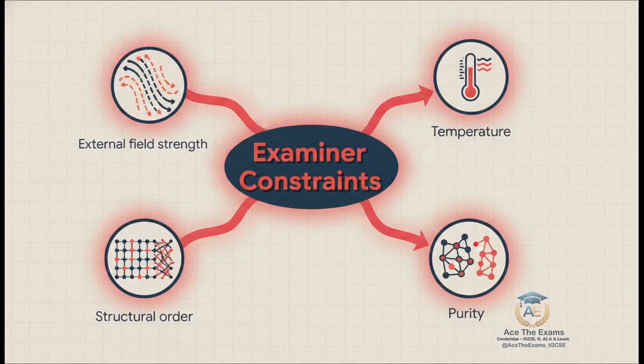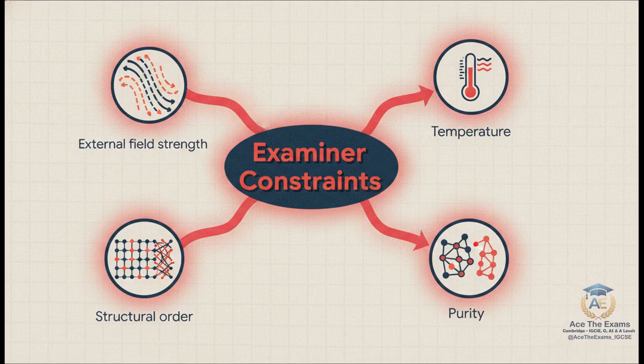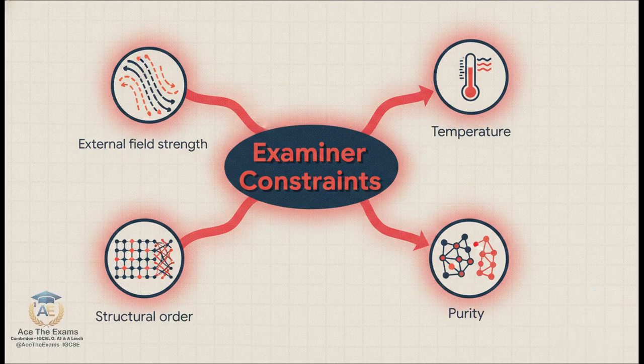Now, what's really fascinating here is that this actually reveals the critical examiner clue I teased earlier, the constraints. Students constantly lose the final top-tier marks in these larger questions because they totally forget to mention vital physical constraints like temperature, purity, structural order, or external field strength. A semiconductor doesn't just spontaneously conduct. Its conductivity is highly dependent on these specific external variables.